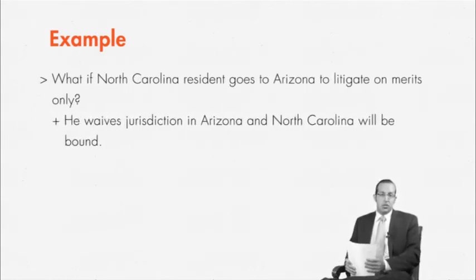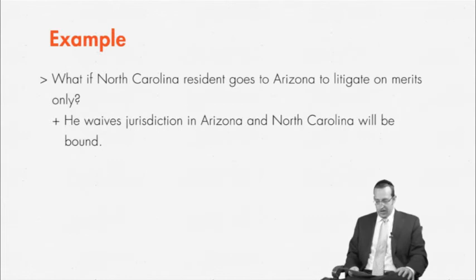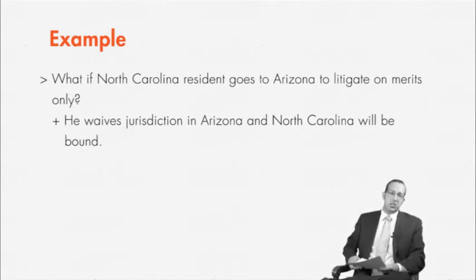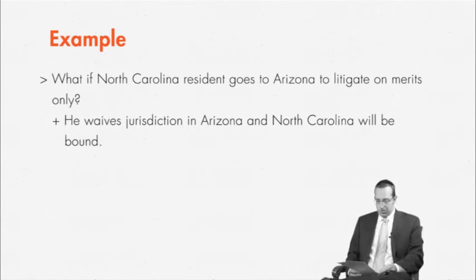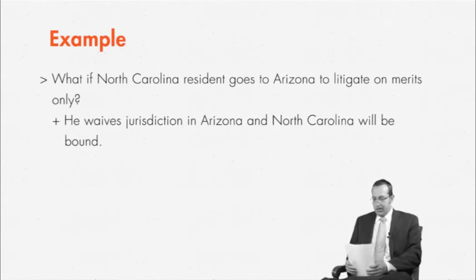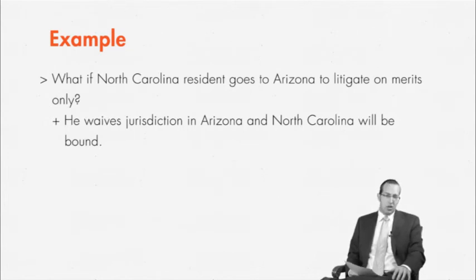So let's say the defendant knows this rule, doesn't want to lose his chance to fight on the merits. So he goes to Arizona to litigate on the merits, but doesn't want to raise the jurisdictional issues. He wants to save that for his home court in North Carolina. If he loses in Arizona on the merits and does not timely raise jurisdiction early in that dispute, he will have waived it. And so when he goes back to North Carolina now and wants to raise personal jurisdiction in that court, the North Carolina court is again going to be bound by the Arizona court. It will not hear his argument on personal jurisdiction. He will not get a second bite at the jurisdictional apple.